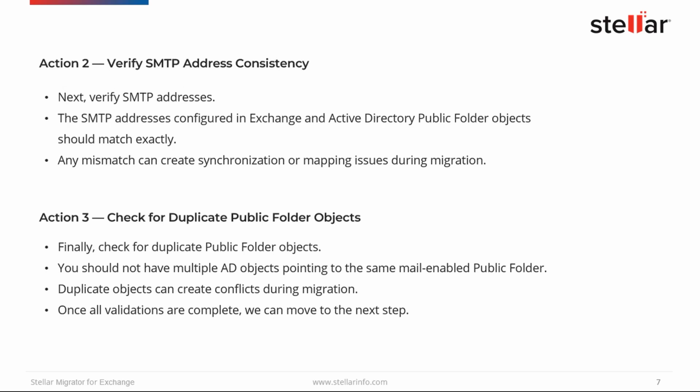Next, verify SMTP addresses. The SMTP addresses configured in Exchange and Active Directory public folder objects should match exactly. Any mismatch can create synchronization or mapping issues during migration. Finally, check for duplicate public folder objects. You should not have multiple AD objects pointing to the same mail-enabled public folder. Duplicate objects can create conflicts during migration. Once all validations are complete, we can move to the next step.